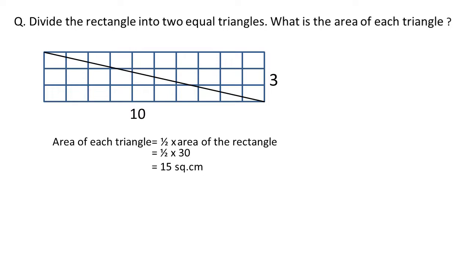So let us find out the area of each triangle. Okay, area of each triangle is equal to half into area of rectangle. As you can see on the screen, I have written clearly, area of each triangle is equal to half into area of the rectangle. So half into 30, area of rectangle is 30. So half multiplied by 30. So half of 30 is 15. So area of each triangle is 15 square centimeter.